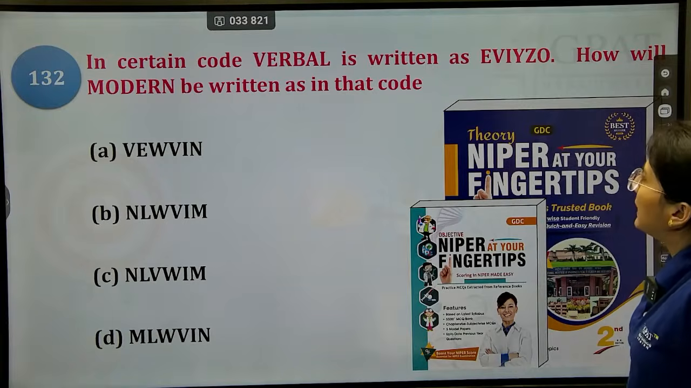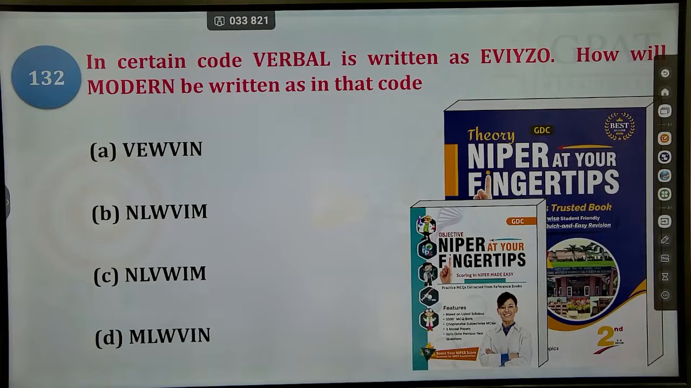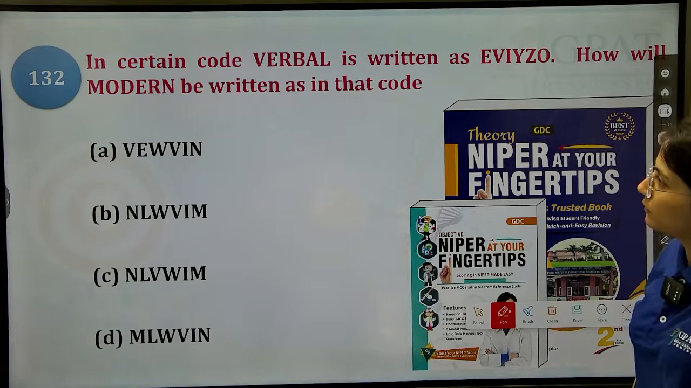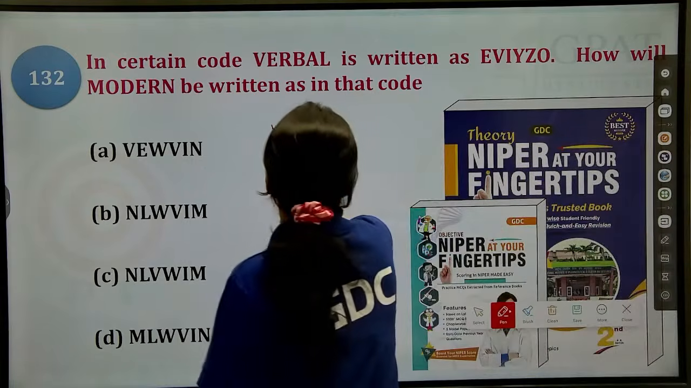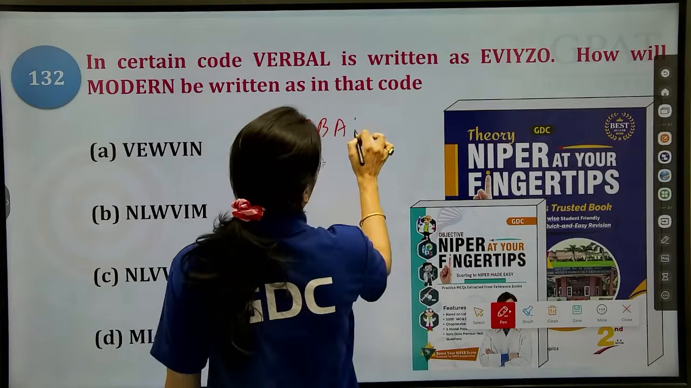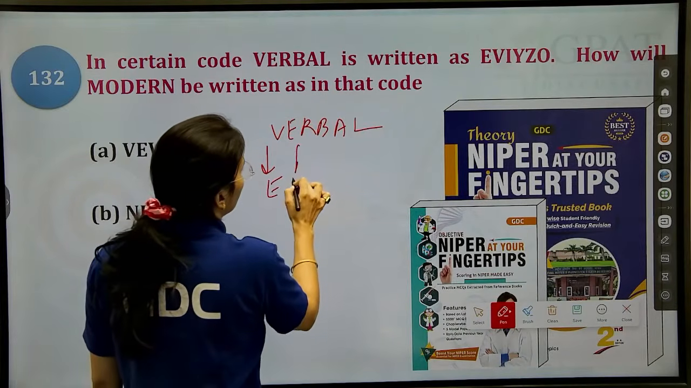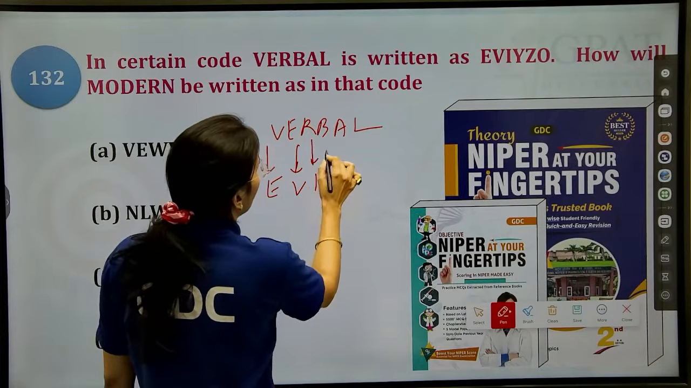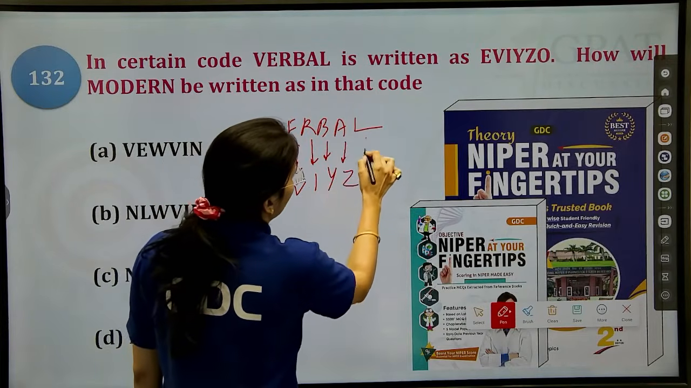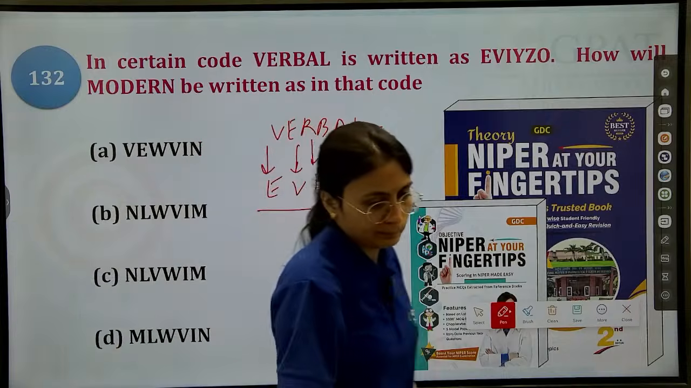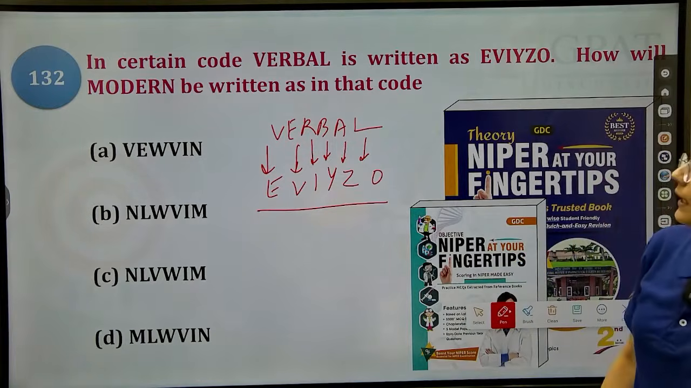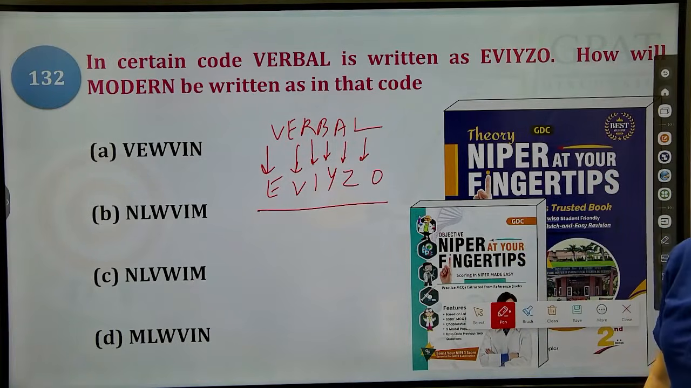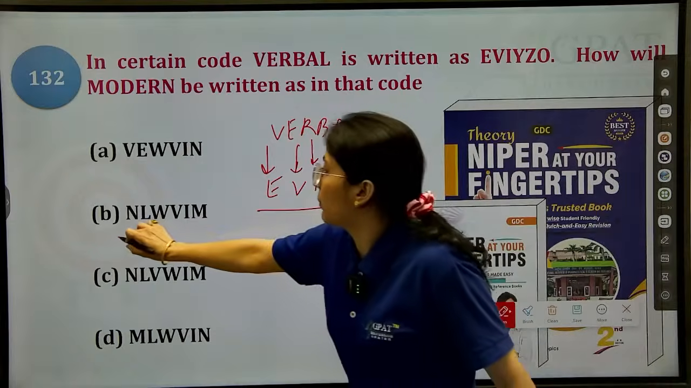Verbal is written as GGOSI. VERPAL, that is GGSI. So modern is written as NLWVIM. Option B.